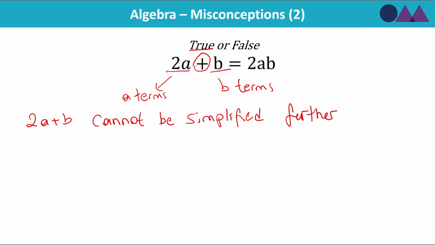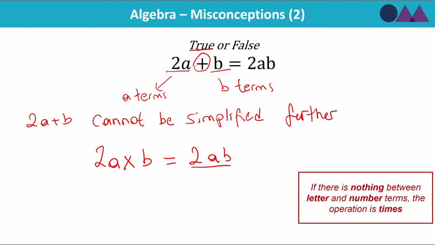How can we make it true? 2a, instead of adding, you have to write times. 2a times b makes 2ab. Remember guys, I always say if there's nothing between letter terms, the operation is times. This is guys 2 times a times b, or you can write 2a times b because we know there's a hidden times between them, but you don't have to show. Okay?